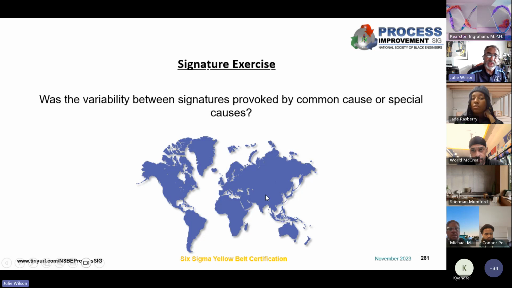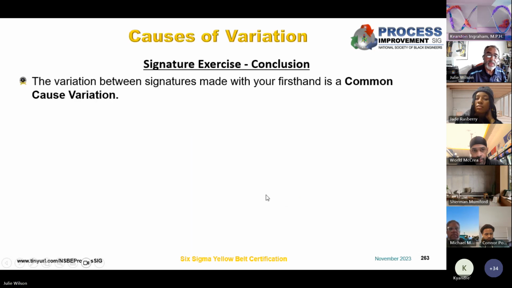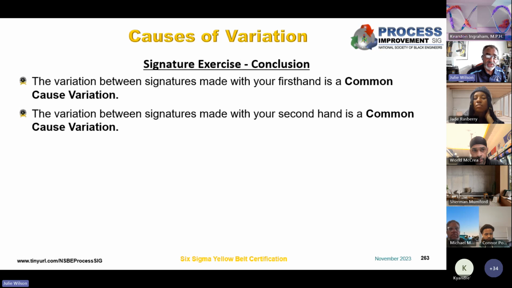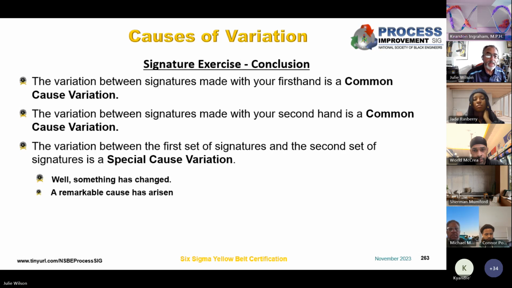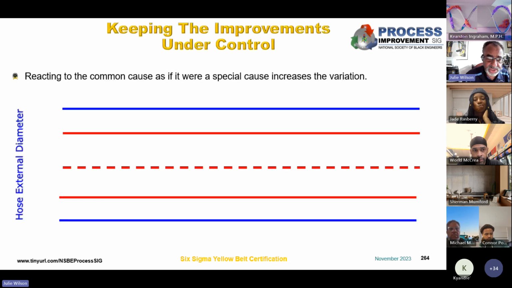Let's look at a quick thing. This is kind of the conclusion of the signature exercise, okay? Let's just quickly talk about control charts. So here, we'll show you a control chart, and this is where we react to common cause as if it were a special cause.